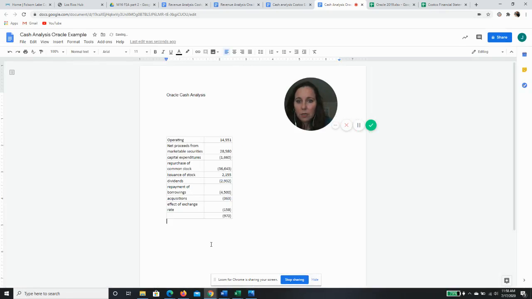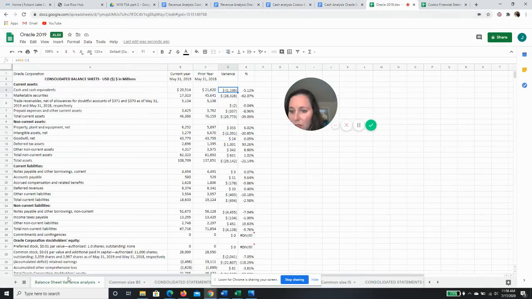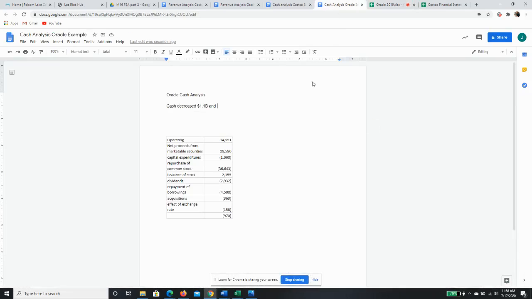Link to spreadsheet. We'll go ahead and link it. That's fine. Okay. So all of my analysis, I am going to start the same way, and I'm going to say cash decreased 1.1 billion. Because remember, it was 1106. 1.1 billion, and I'm going to go back to this and get that percentage because I need that 5%. So that's how I'm going to start.